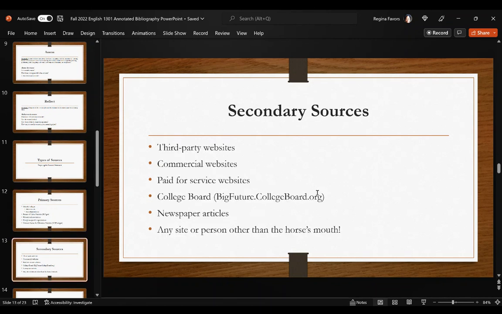Then secondary sources would be anything other than primary. So third-party websites, commercial websites, paid-for service websites. People a lot of times live on College Board, but College Board is a secondary source. College Board cannot get you into the institution. Newspaper articles, any site or person other than the horse's mouth. And the horse's mouth is the school's website.